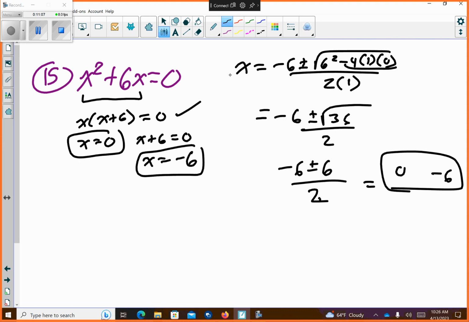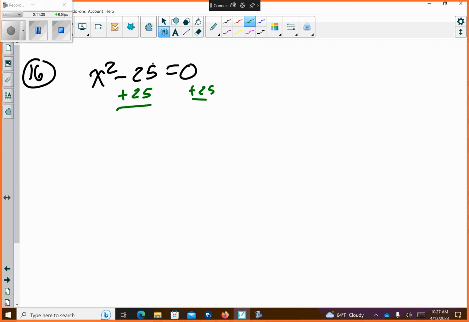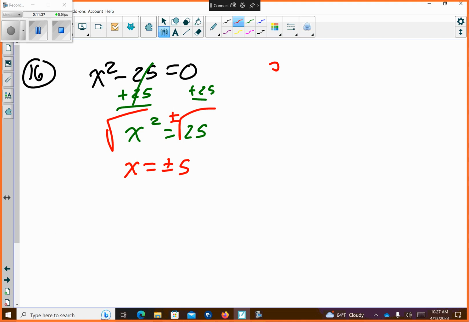Can I move to number 16, my friends? Number 16, I have x squared minus 25 equals 0. Okay? Revert back to September in this class. I bet you I have to add 25 to both sides. Root, don't forget the plus minus. Plus or minus 5. This problem's done. My a value on this problem would be 1. My b value is 0. My c value is negative 25. Okay? So, again, that right there on number 16 is a lot shorter method to go through.